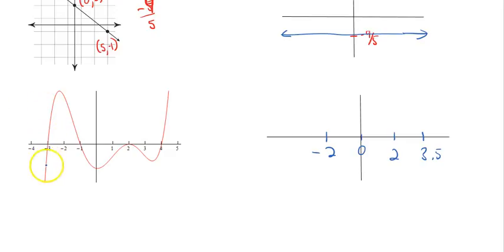Okay, so if I'm looking at this, we would have increasing here, meaning that our derivative is positive till we get to negative 2. And then between negative 2 and 0, the graph is decreasing, so our derivative would be negative.